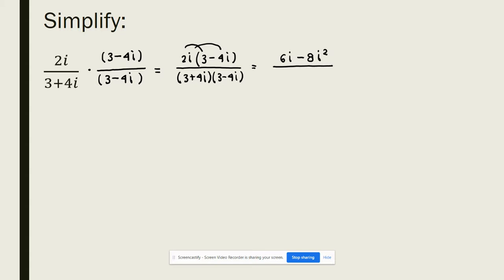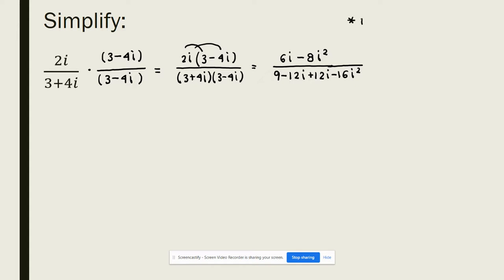On the bottom, we're going to start distributing that out. 3 times 3 is 9. 3 times negative 4i is negative 12i. 4i times 3 is positive 12i. And 4i times negative 4i. Well, 4 times negative 4 is negative 16. And once again, i times i is i squared.